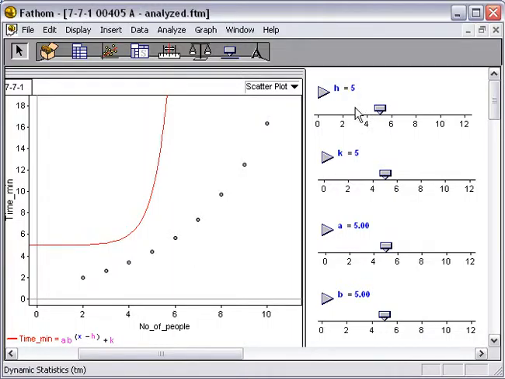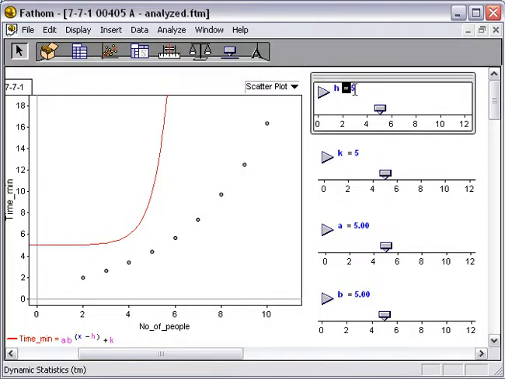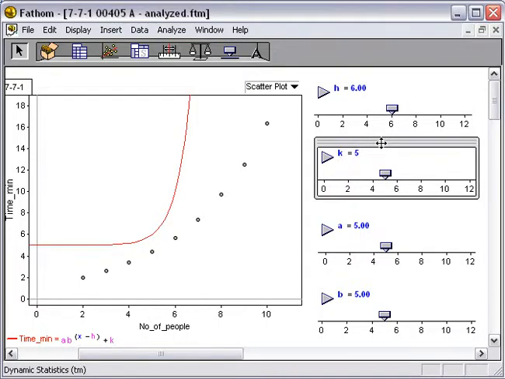When you start off, all the sliders by default are set to 5. So let's start. H is the x-coordinate of the elbow, so let's call it 6. It's around 6. K is the height of the horizontal asymptote. This scatter plot appears to be approaching the x-axis asymptotically, so we can call K 0.